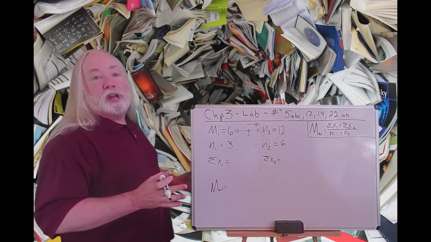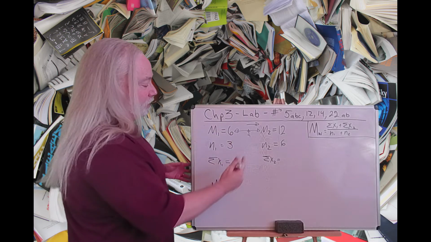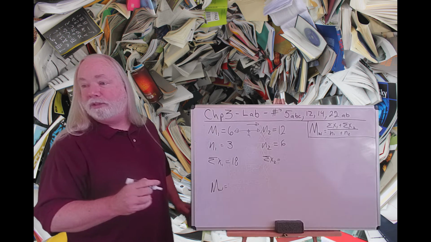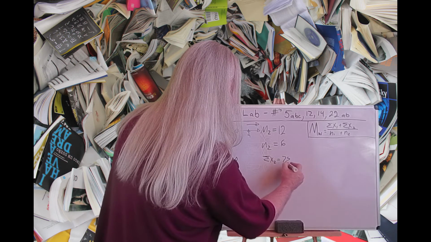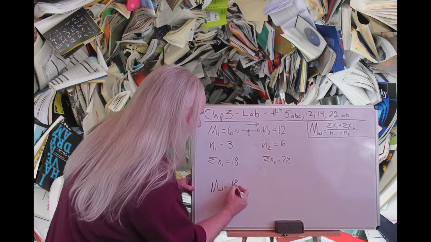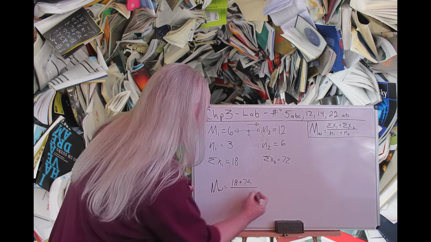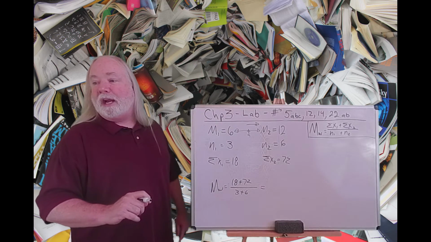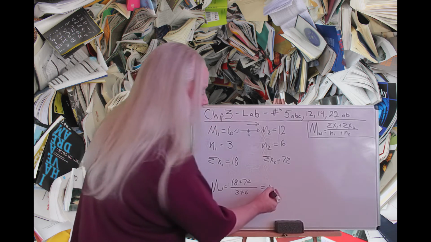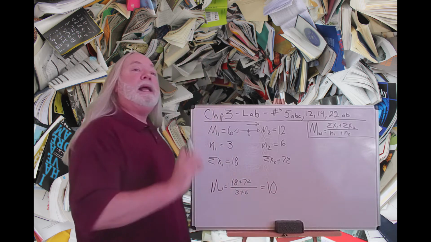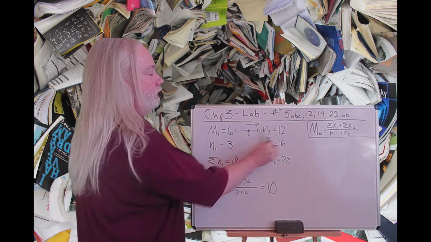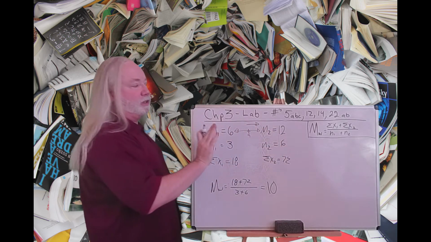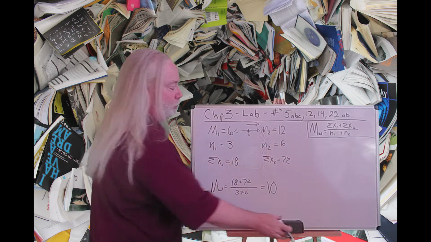So now we have to know, again, we've got to get our summation of raw scores. 6 times 3 is 18. 12 times 6 is 72. So 18 plus 72 over 3 plus 6. So when we do the math there, the answer that you should have gotten is 10. And again, it matches our prediction. It's somewhere between 6 and 12, but it's closer to 12 than it was to 6 because it got pulled over by the larger size group.